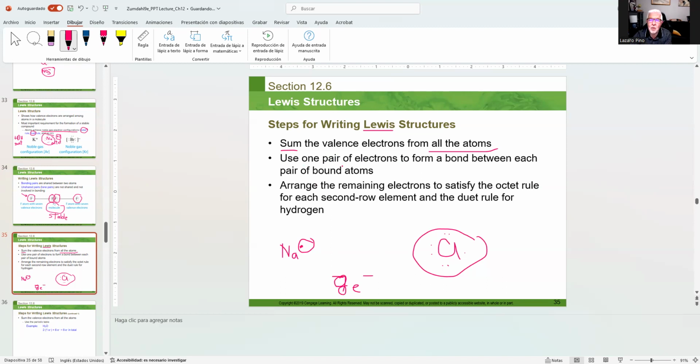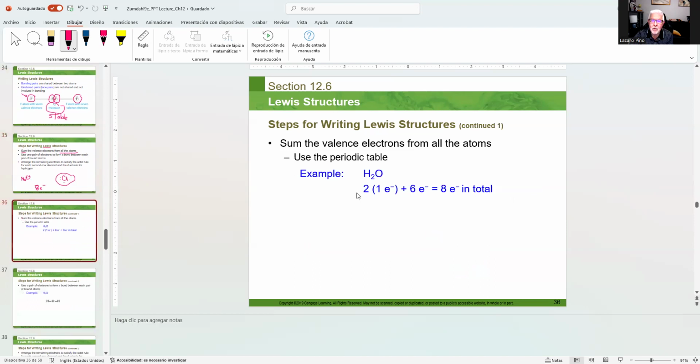Then you use 1 pair of electrons to form the bond. For example, in the water molecule, we know that we have 2 atoms of hydrogen. Every atom of hydrogen has 1 valence electron. And you have also oxygen. Oxygen has 6 valence electrons. Then how many valence electrons do you have in total? You have 8 valence electrons in total. What is the next step?